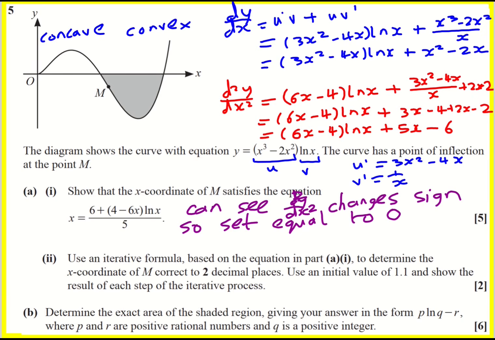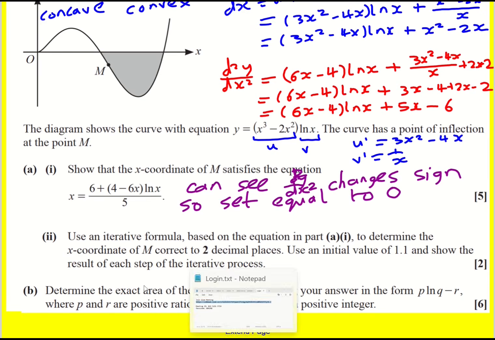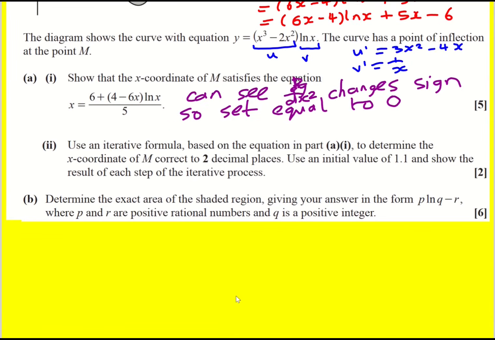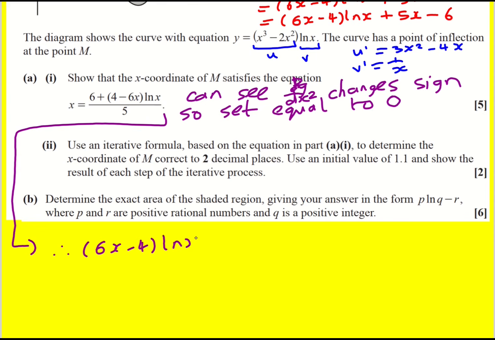So what I'm going to do now is just set it equal to 0, and I'm going to try and rearrange. So therefore, 6x minus 4 ln x plus 5x minus 6 equals 0. And I now want to sort of make x the subject. It's not actually making x the subject because it's on both sides, but I want to get this one as a subject. Okay, x in terms of a load of stuff and ln x.